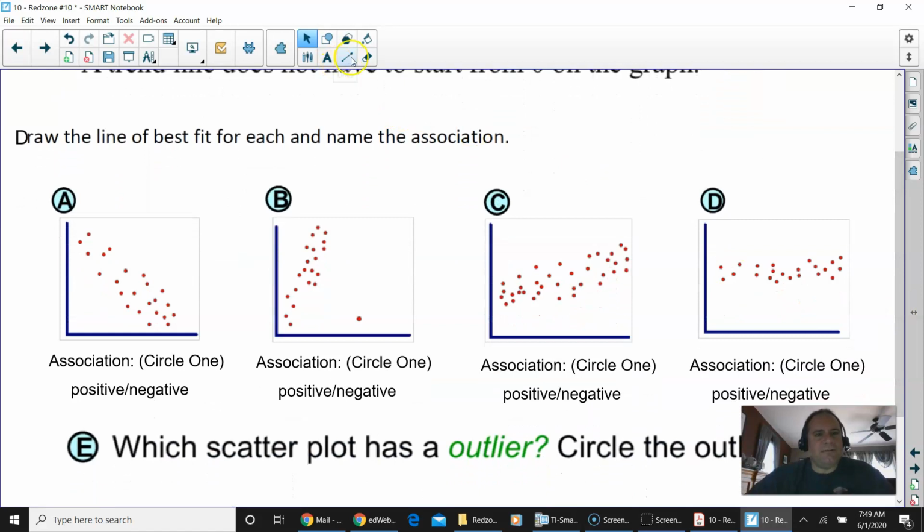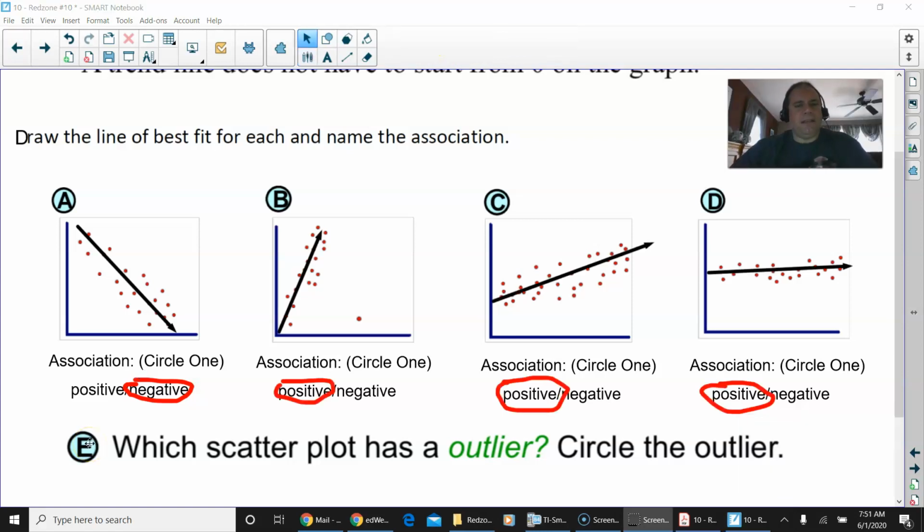So what we have to do for A, B, C, and D is basically just draw that trend line and then say if it's positive or negative. Very easy. So drawing the trend line going down, I'll do this one with you, through the center of all the points, and we are going to circle negative because it goes down from left to right. All right, so go ahead and press pause and try B, C, and D. We'll come back with those answers. Go ahead, press pause now.